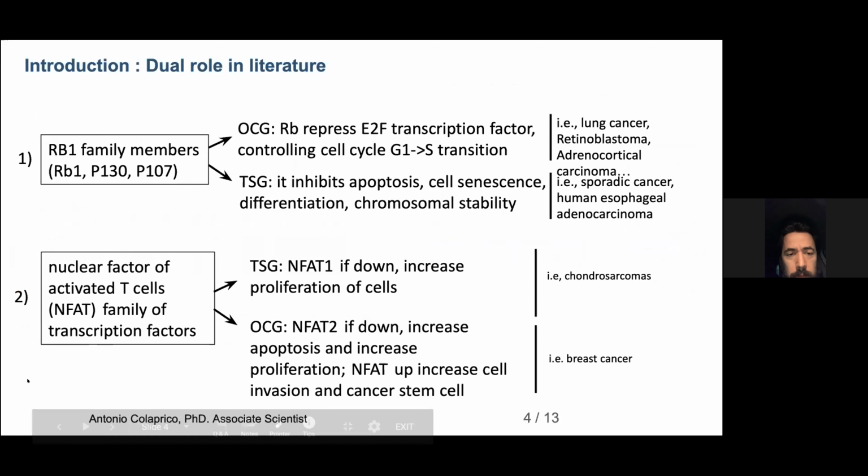There are also other important genes with dual roles in the literature, like the RB1 family members, where as an oncogene RB can repress the E2F transcription factor, controlling the cell cycle G1 to S phase transition, or as a tumor suppressor can inhibit apoptosis, cell senescence, and chromosomal stability.